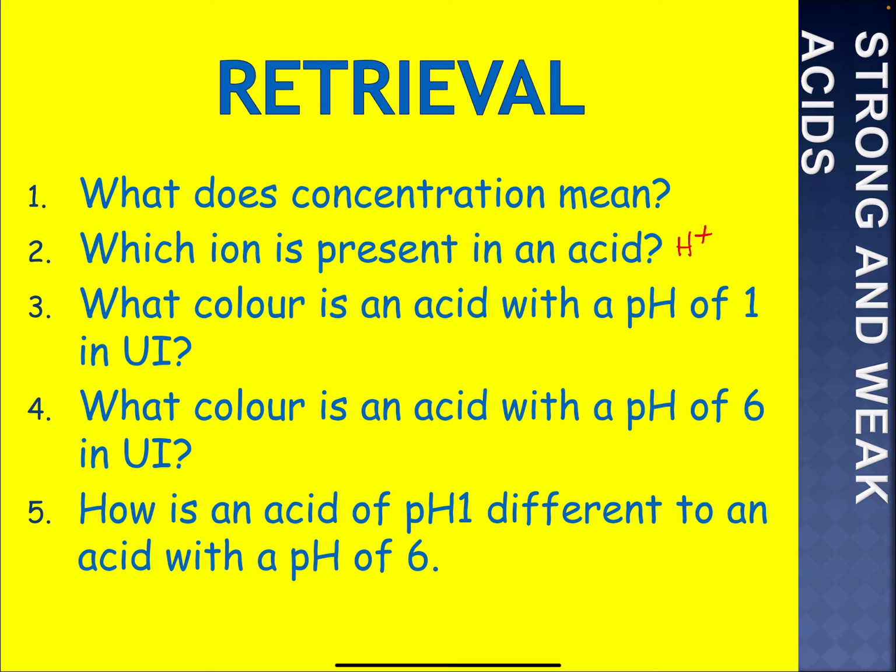What colour is an acid with a pH of 1 in universal indicator? Red. And number 4, what colour is an acid with a pH of 6 in universal indicator? Yellow. And how is an acid of pH 1 different to an acid of pH 6? Well, pH 1 is going to be a strong acid, like hydrochloric acid, and pH 6 is going to be a weak acid, like ethanoic acid. That's vinegar.